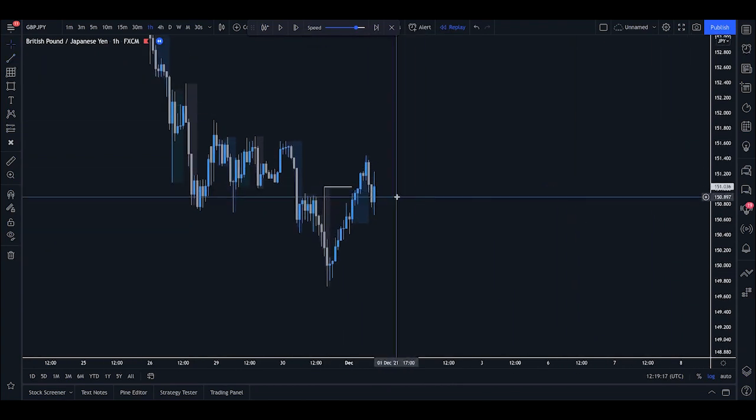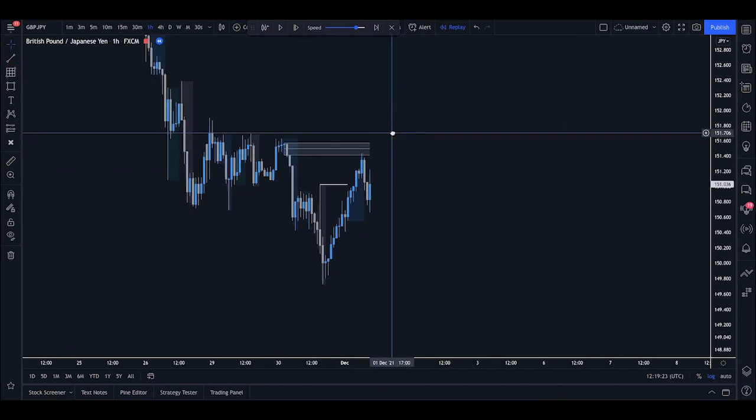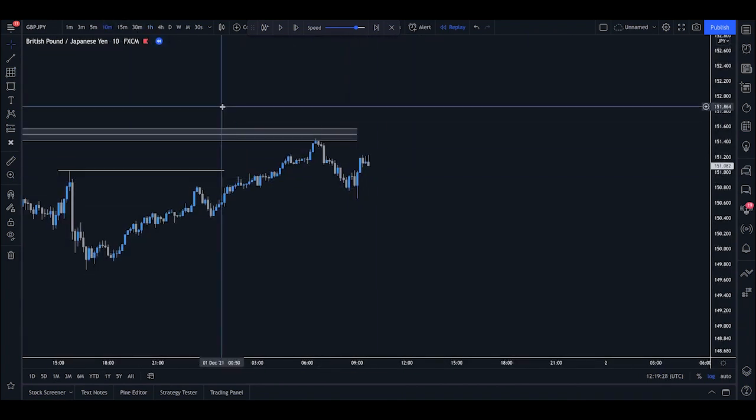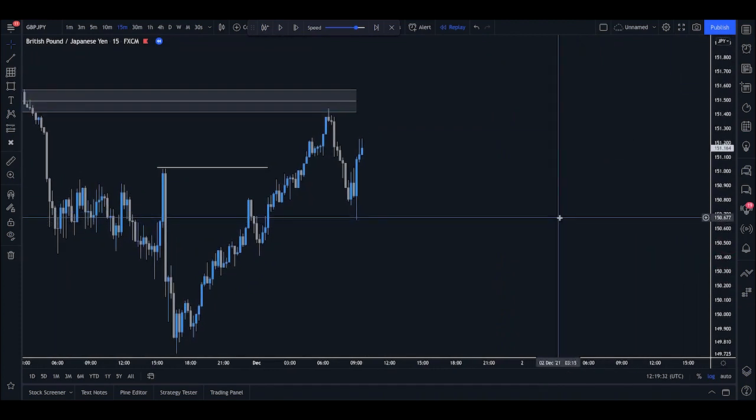The market could potentially move up, but we are also trapped between a supply zone and it could potentially move down. So here the hourly time frame is not telling us too much, but we've just entered the London session. What we can do is go a little bit lower to the 10 and 15-minute time frames to actually see what the market is up to here.